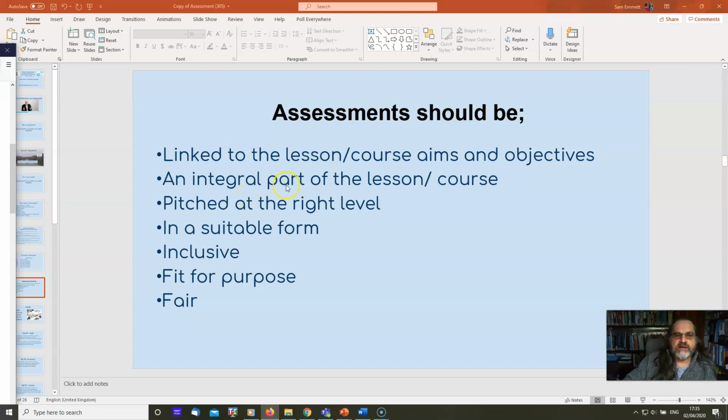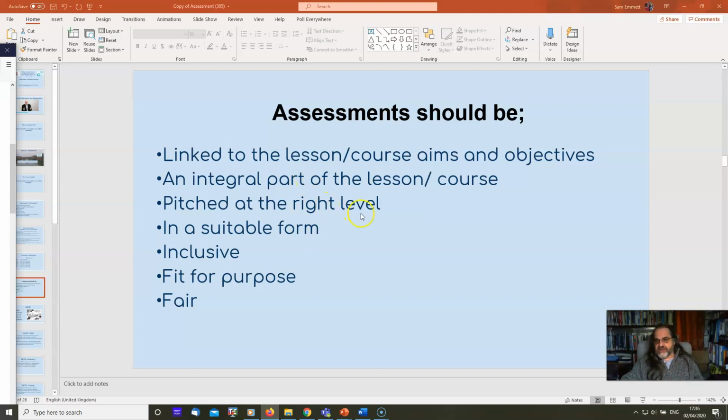Assessment should be an integral part of the lesson and course. Actually, you should be assessing all the time. You'll see this when we come into a little bit more depth on formative assessment. But if you're going to introduce the learning outcomes, you need to check your learners understand those learning outcomes.